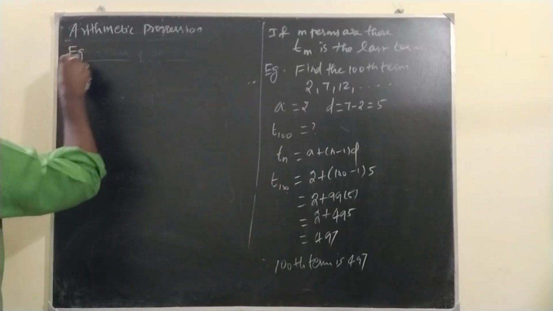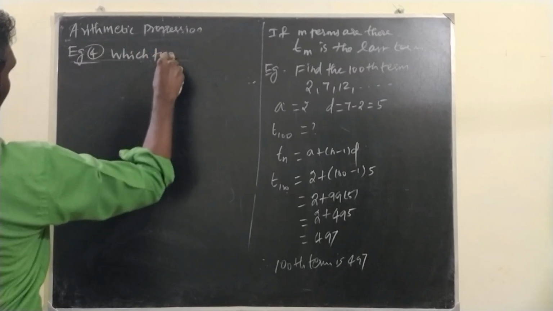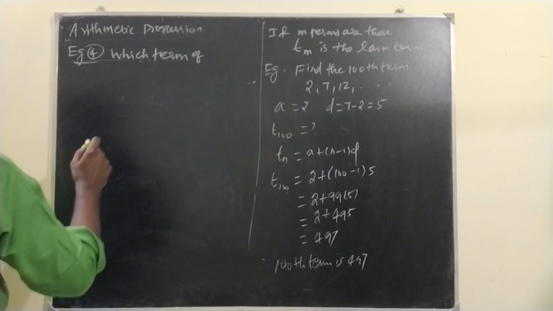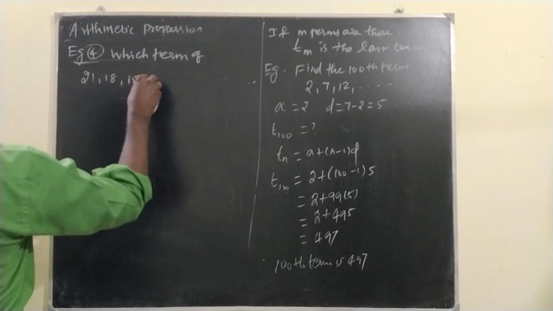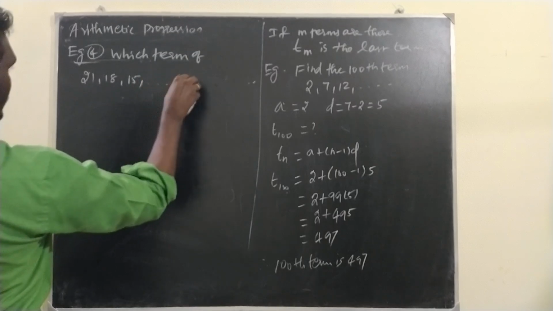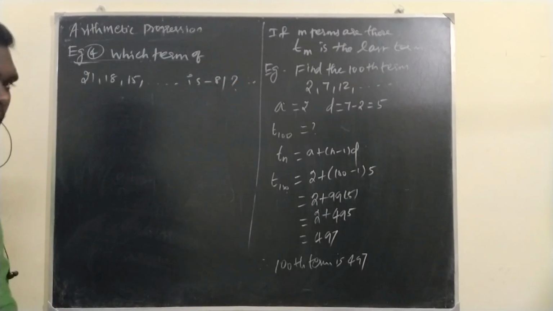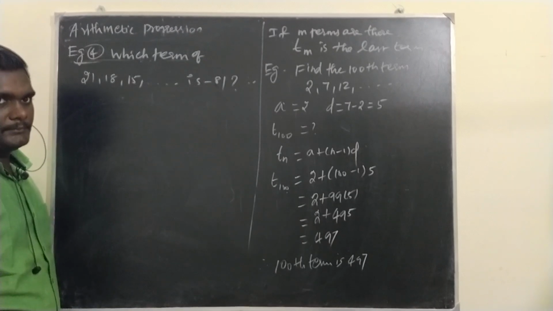Example 4. Which term of 21, 18, 15 is minus 81? Okay. Here, we need to find the value of n.